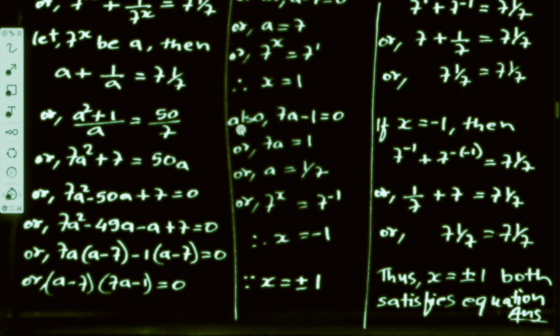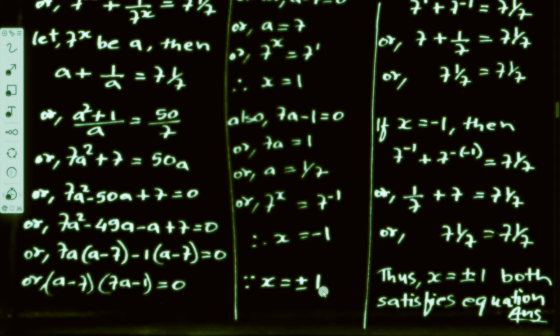Again, from the next factor, 7a minus 1 equals 0, or 7a equals 1, or a equals 1 by 7, or 7 power x equal 7 power minus 1. This bottom one should be placed upper, then it should be placed as minus 1. Therefore, if the base is same, we get x equal minus 1. Therefore, we get two values for x. x equal 1 and x equal minus 1. Therefore, x equal plus minus 1.